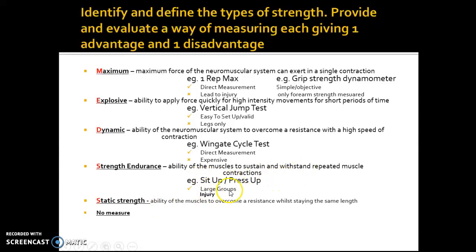It's good for large groups. However, it can lead to injury, particularly in spinal areas on the sit-up one. It can be really stressful on the spine overdoing that.